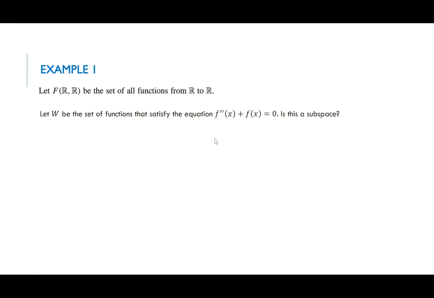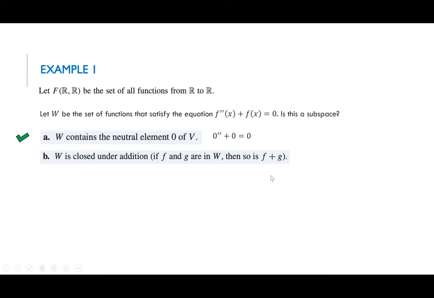Well, in order to answer that, we've got to check 3 conditions. One, does this set W contain what's called the neutral element? Sometimes this is called the additive identity. Basically, it's the function in the vector space that when you add it to other functions, you don't change those functions, which is the function f of x equals 0. So now we're asking, is f of x equals 0 in the set W? Meaning, is it a solution to this differential equation? And heck yeah, it is. Second derivative of 0 is 0, plus itself is 0. You get 0. It's a solution.